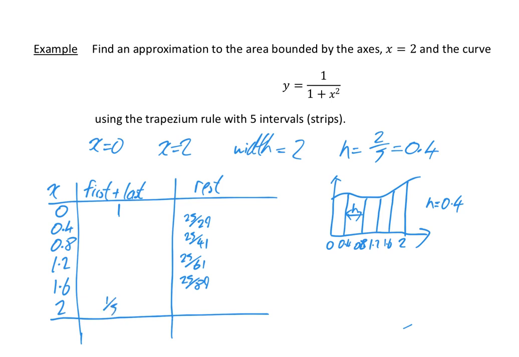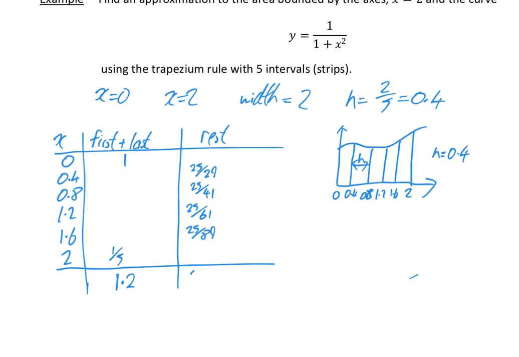So when you add the first and the last, you'll get 1 and 1/5, which is 1.2. It's a nice decimal, I'll just put it in as a decimal. The next one then, you add them up, you'll get 2.16256. And then my formula, remember, my formula is the area is approximately equal to h over 2, then the first plus the last plus 2 times the rest.